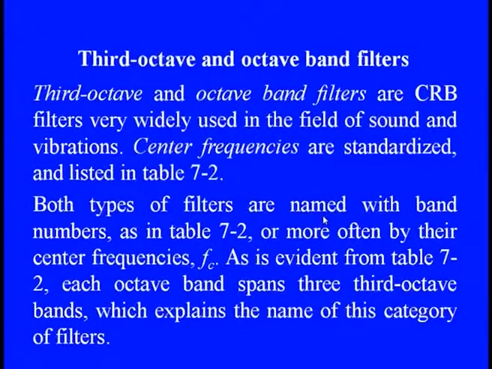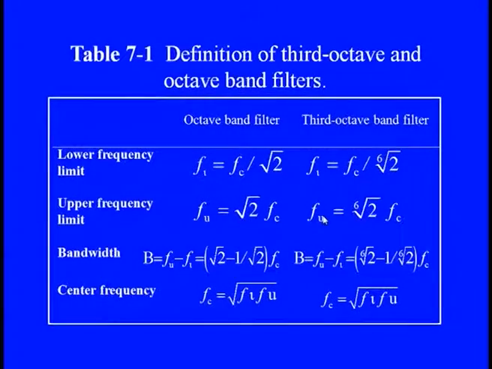So we can simply see now that in each octave band there is a span of 3 third-octave bands, which explains the name of this category of the filter. Means in the entire span of each octave band there are 3 bands within it. So this is basically the definition of the third octave band filter.